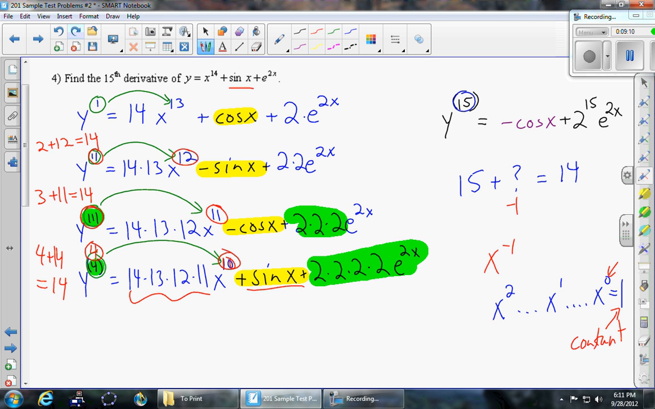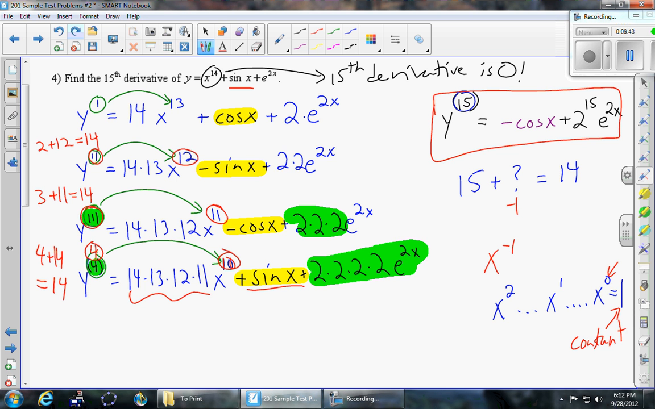And when you take the derivative of that last constant, what do you get? Well, the derivative of any constant is 0. And so in this case, it never goes to x to the -1. It disappears before it gets there. So actually, the 15th derivative of this thing is 0. So I think we've got our final answer. We'll box it here in red.